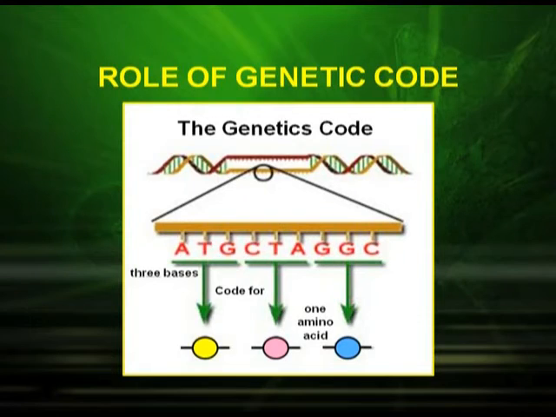So, what is the role of the genetic code? As you can clearly see in the picture, we read the 3 bases like ATG, CTA or GGC, and each of these triplets codes for a particular amino acid. So, the role of the genetic code is to code for the amino acid.